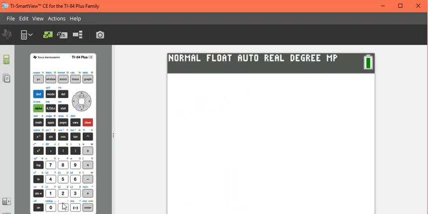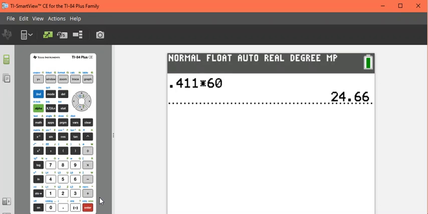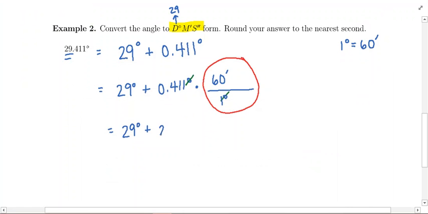Okay, so let's do 0.411 times 60, and this number that's spit out, which is 24.66, is measured in minutes. So we get 24.66. The degrees canceled, we're left with minutes. Okay, all right, so let's keep going.